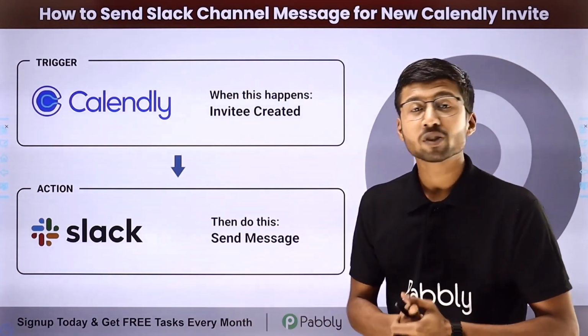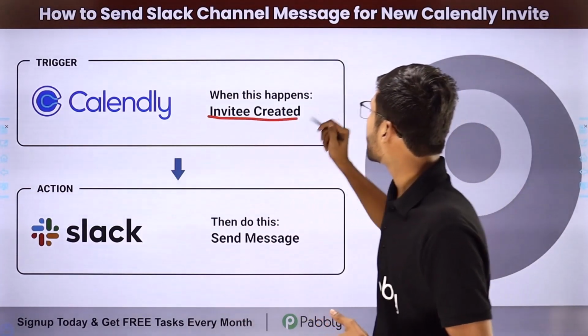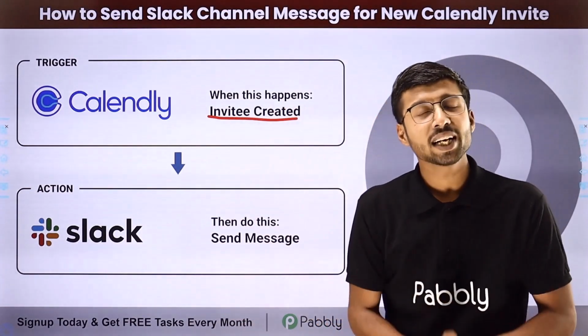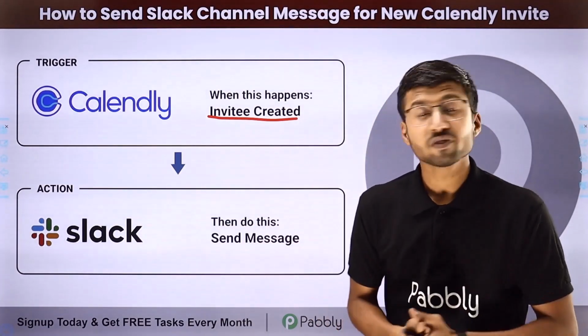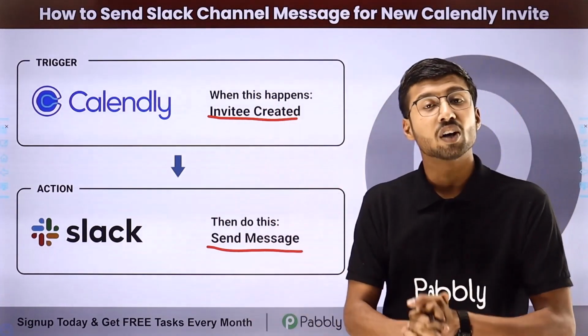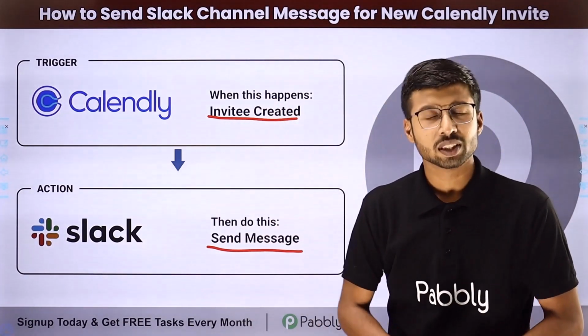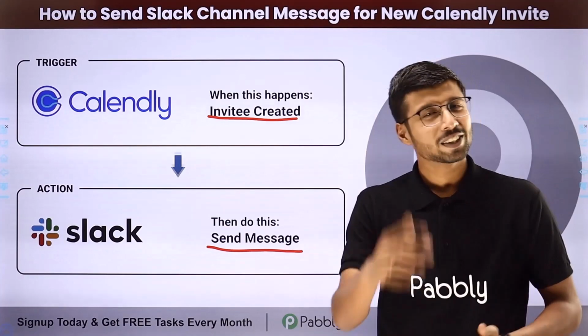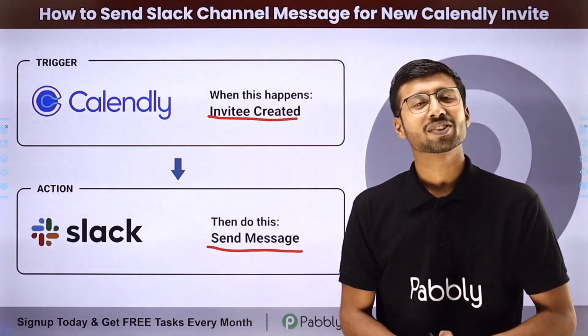The trigger of this automation will be getting a new invitee created, getting a new appointment on Calendly from our customers. And the action will be sending a channel message with the appointment details which we have received on Slack to update our team members. Now guys, how can you set up this automation? To know this, you have to come with me to my screen.